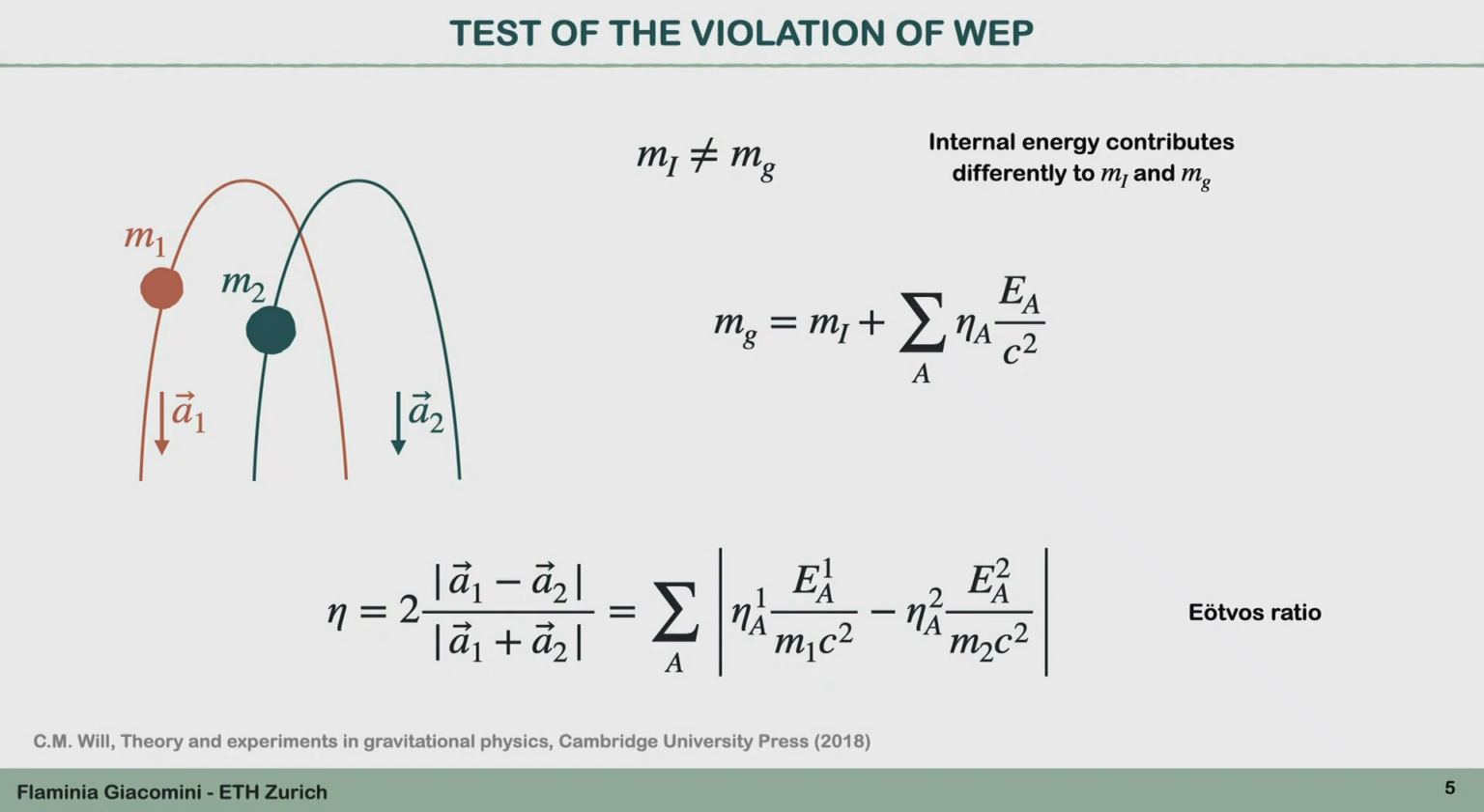And this quantity here gives you a violation parameter that is called the Eötvös ratio. This is basically simple, so you can write this just by using that definition there, and you find this equation here. So you see that if one of these eta A quantities here is different to 0, then you have an eta that is different to 0. And so eta equal to 0 tells you that the weak equivalence principle is satisfied. Eta different to 0 tells you that the equivalence principle is violated.